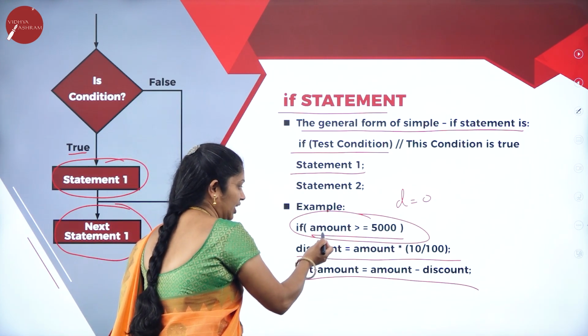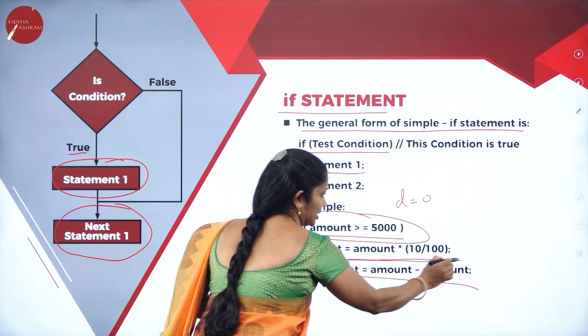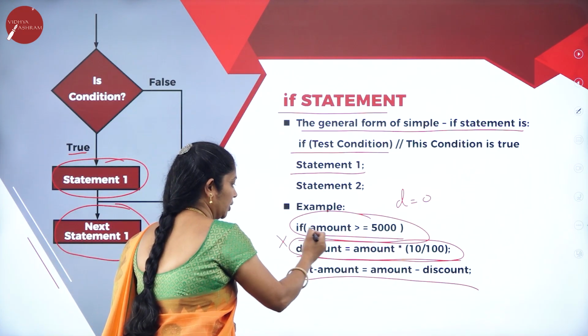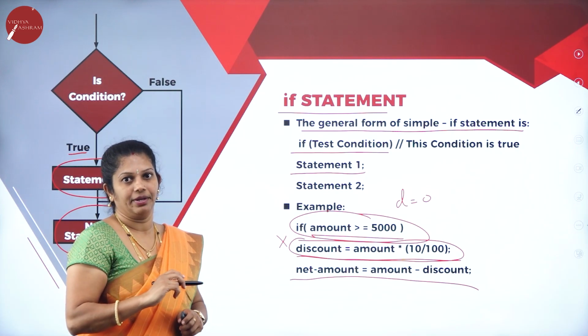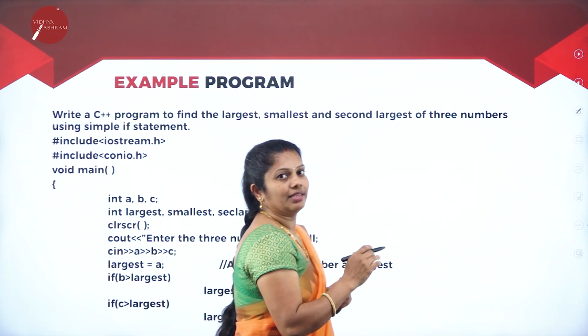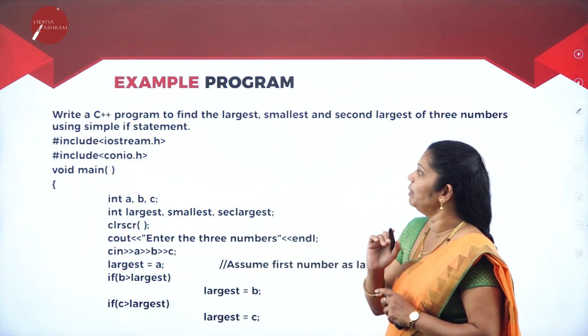It means that if the condition is satisfied, then whatever is in the next line will execute. If the condition is not satisfied, it will not execute and just jumps to the next statement. This is regarding the if statement. Now, we'll explain this if statement with one example program.